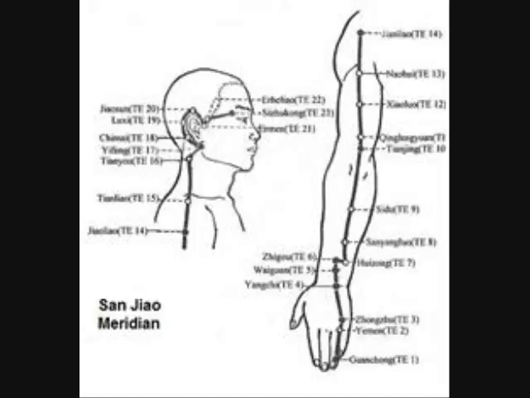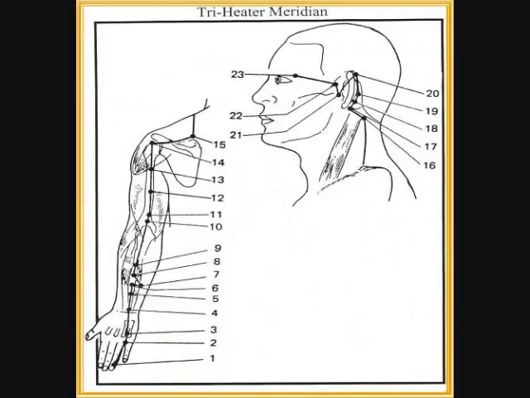Sanjiao 17. Posterior to the lobule of the ear, in the depression between the mandible and the mastoid process. Sanjiao 18. At the junction of the middle and lower third of the curve formed by Sanjiao 17 and Sanjiao 20 posterior to the helix.